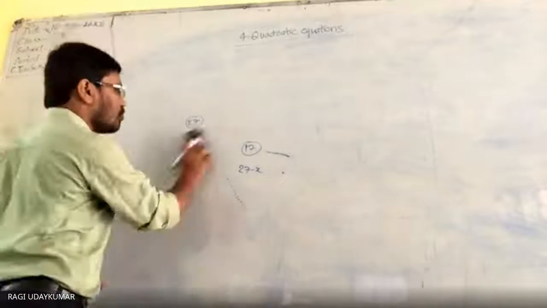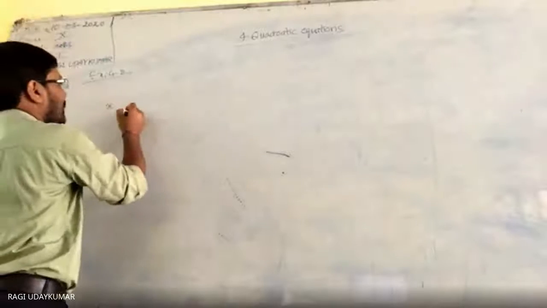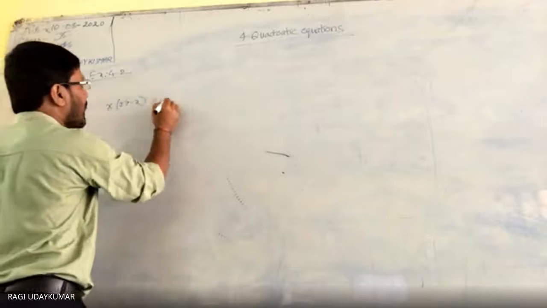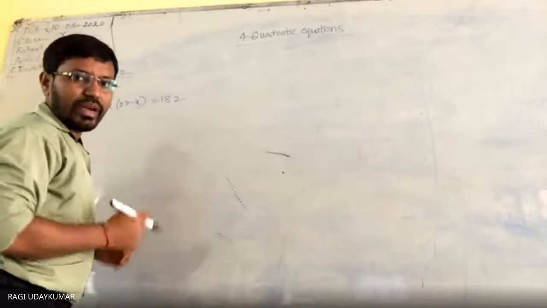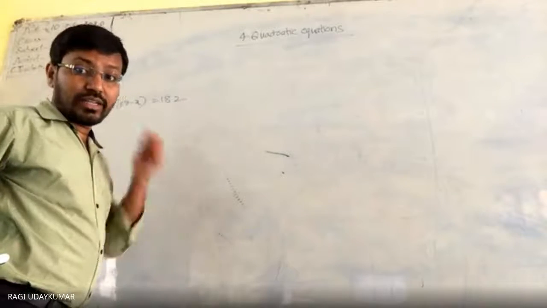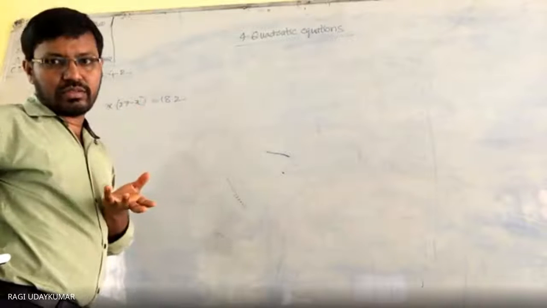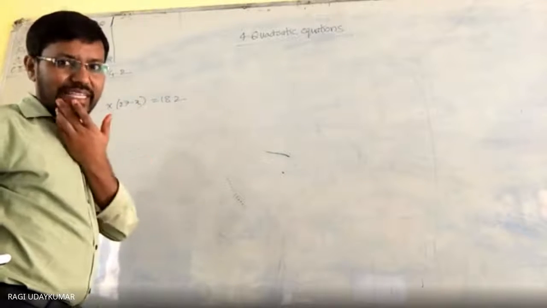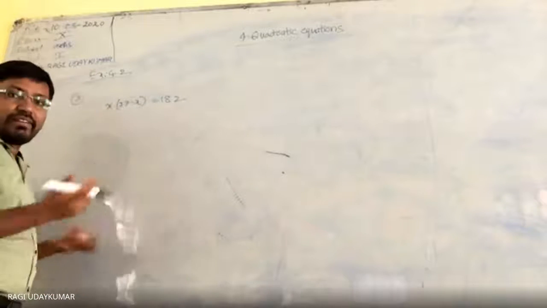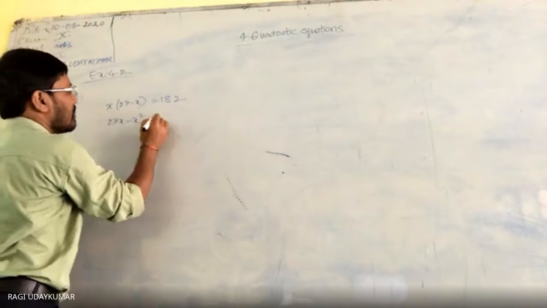Generalization: the two numbers are x and 27 minus x, and their product is given as 182. Why I have chosen this problem is that the number is big, and you should be ready to do factorization for different, very big numbers. In the exam, this question may be given to you. If you do that, what do you get here? 27x minus x square is equals to 182.